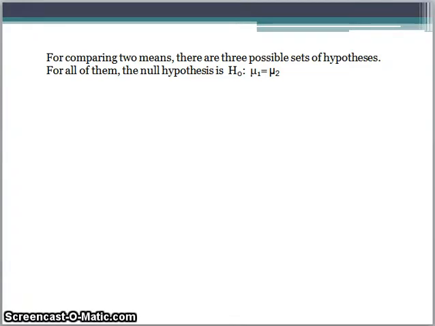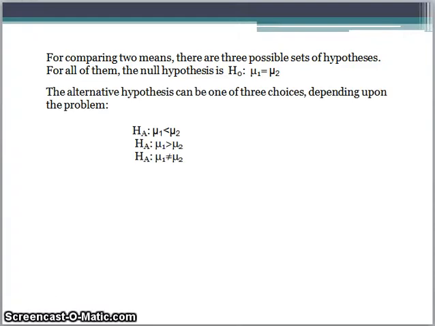Just like with the other hypothesis tests, there were three different possible sets of hypotheses. For all of them, the null hypothesis is that mu1 equals mu2. This is group 1 and group 2. So the null hypothesis is that the mean of group 1 is the same as the mean of group 2.